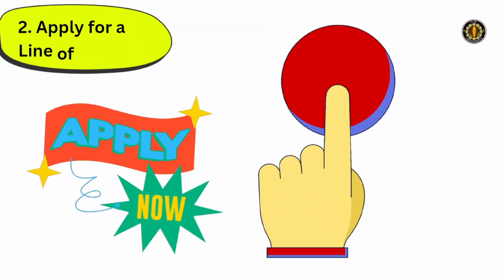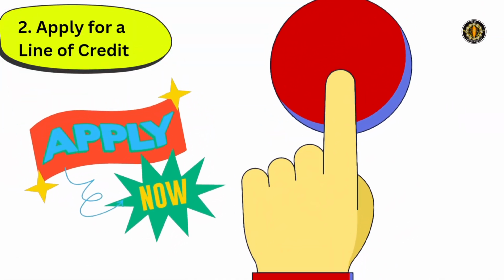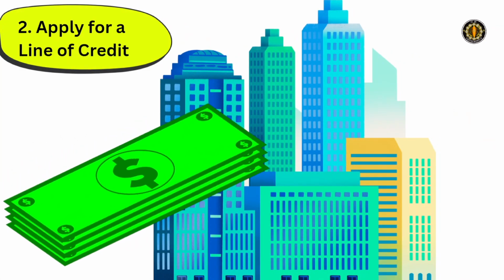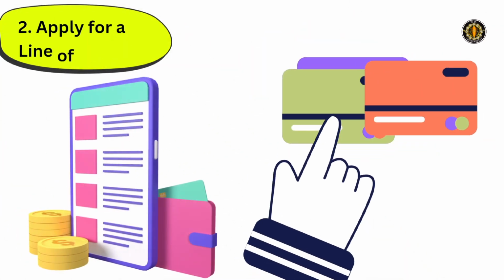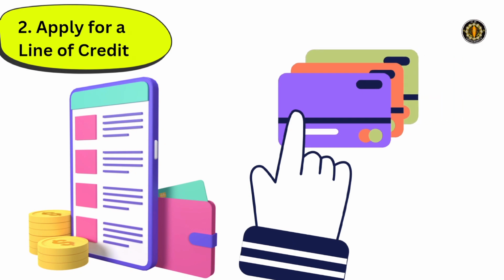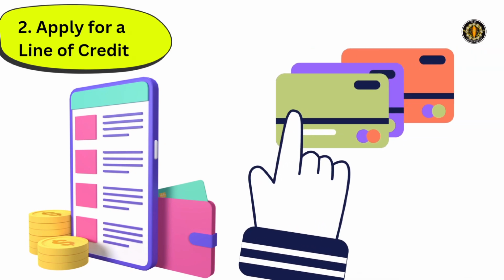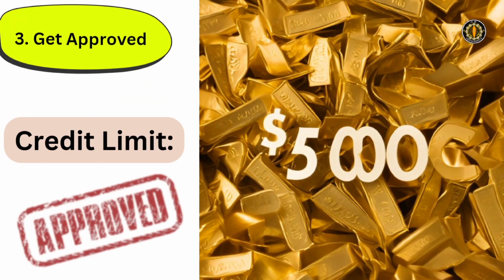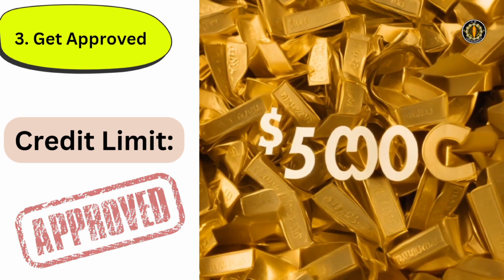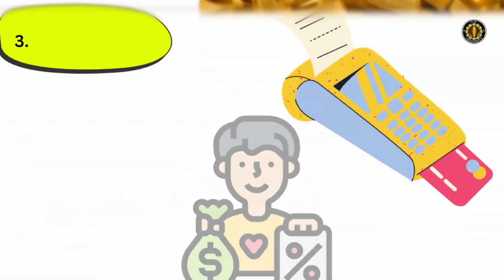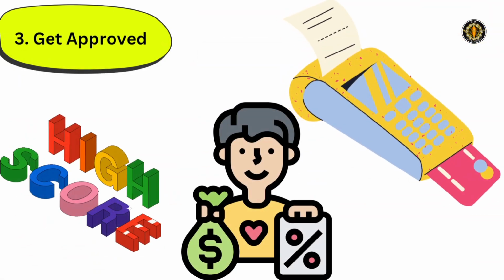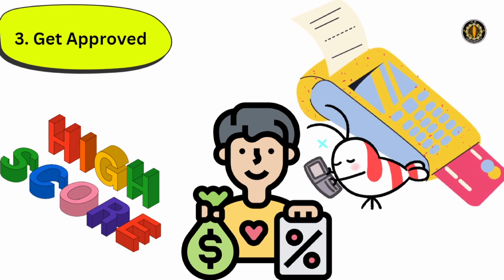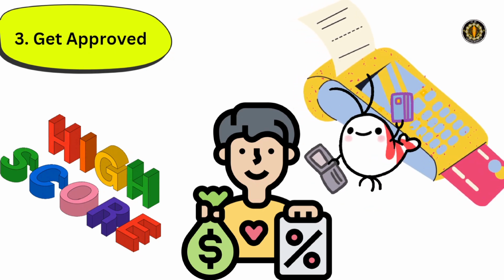2. Apply for a line of credit. You'll need to apply for a line of credit with a bank, credit union, or another financial institution. They'll evaluate your creditworthiness based on factors like your credit score, income, and existing debt. 3. Get approved. If approved, the lender will specify your credit limit, which is the maximum amount you can borrow. This limit is determined based on your financial situation and credit history.